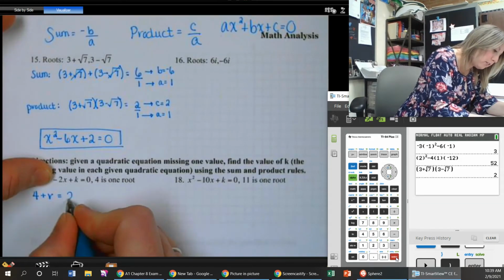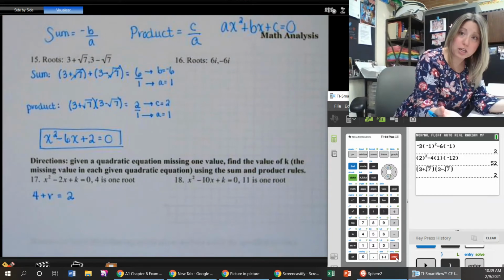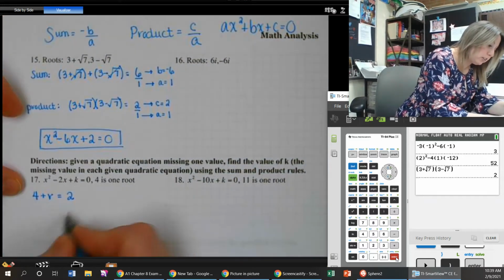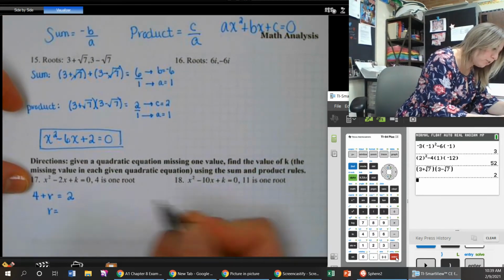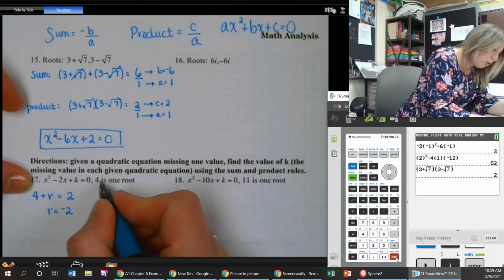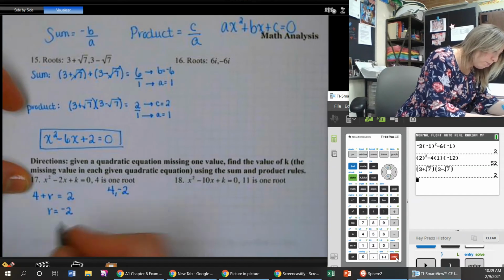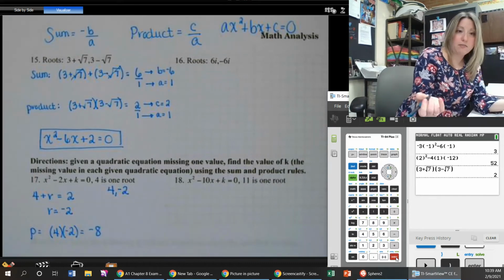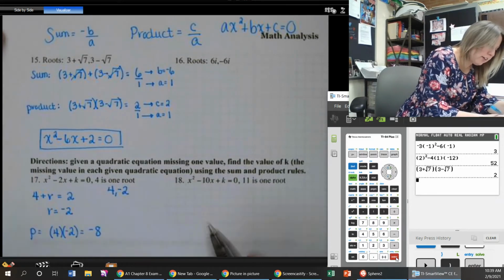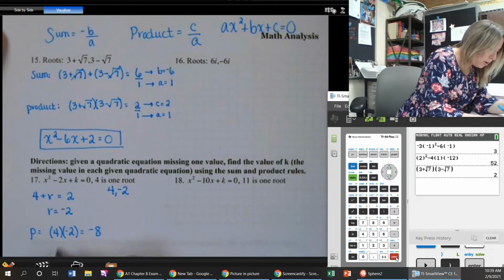Well, that's positive 2. So actually, all I have to do is subtract 4 from both sides. I get my other root to be negative 2. So 4 is one root, negative 2 is the other root. Well, product means multiply those. And I get negative 8. That means your end value, your c term, or your k in this case, is negative 8.